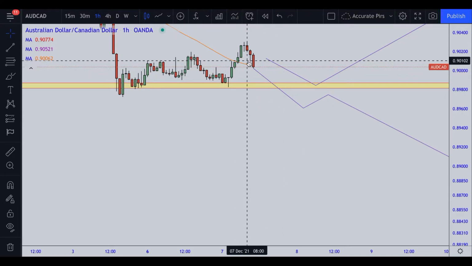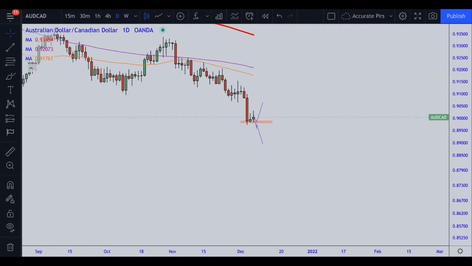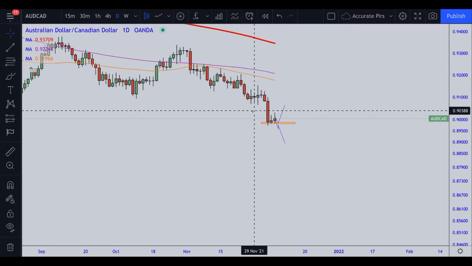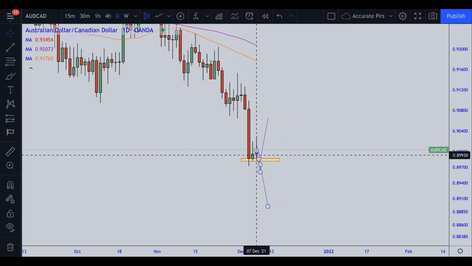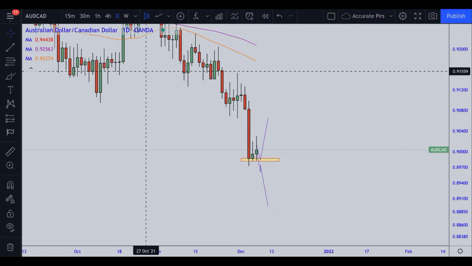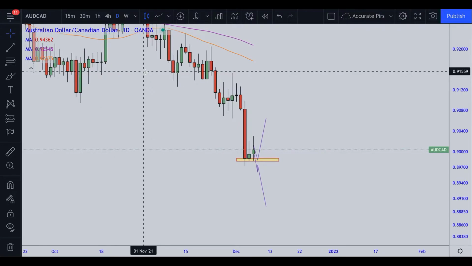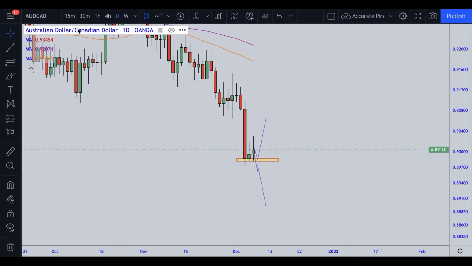But overall, I do not like going against the trend, but I do believe we might be coming to see an end of this trend. As you can see on the daily time frame, we're starting to get these bullish candlesticks. You can see these inverted shooting stars. So yeah, just be careful with AUDCAD if you're going to trade it towards the upside. Just look out to see if it's holding, if it's going to have a pullback. So that's it for AUDCAD.